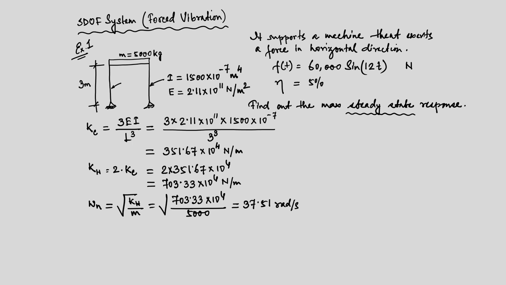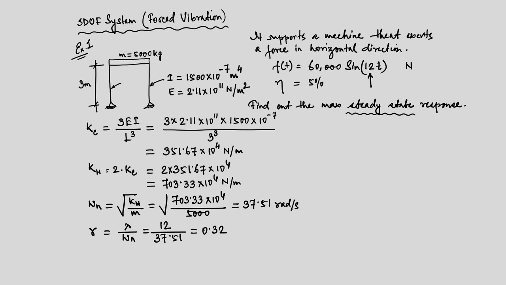Now, in this case, we drive the system with a harmonic excitation, and for that harmonic excitation, the driving frequency is 12 radian per second, right. So, we can find out the frequency ratio, that is the ratio of lambda by omega n. In this case, lambda is 12 and the natural frequency is 37.51. So, obviously, the frequency ratio in this case is 0.32.